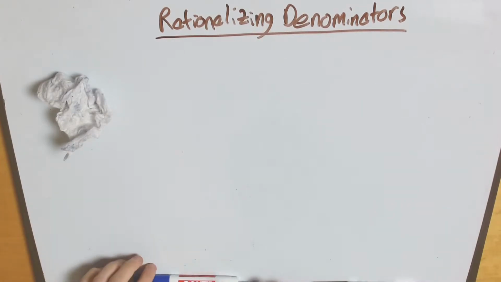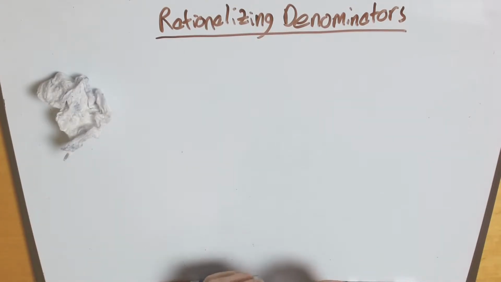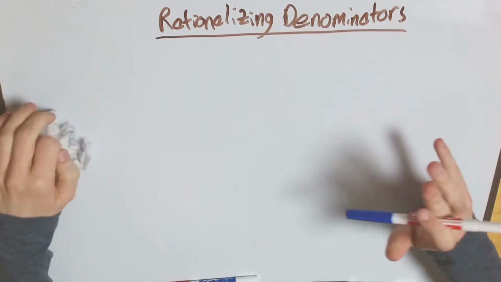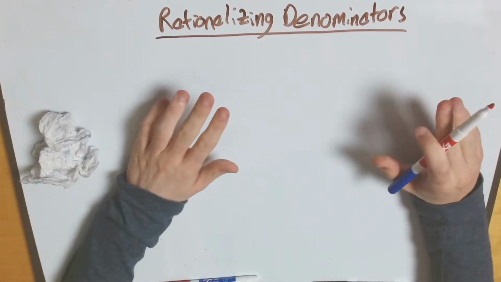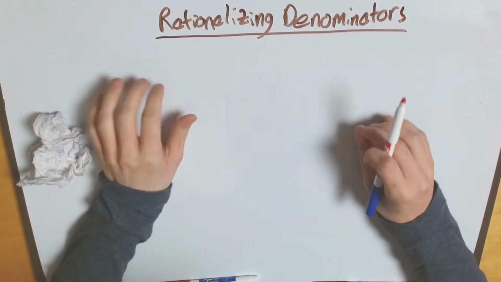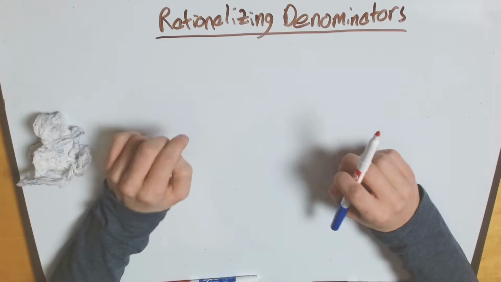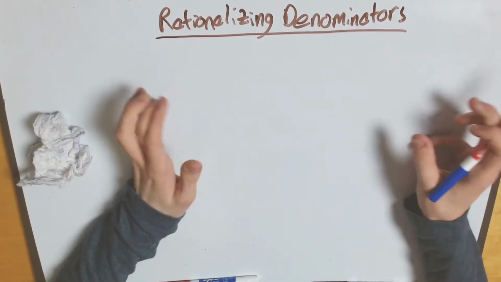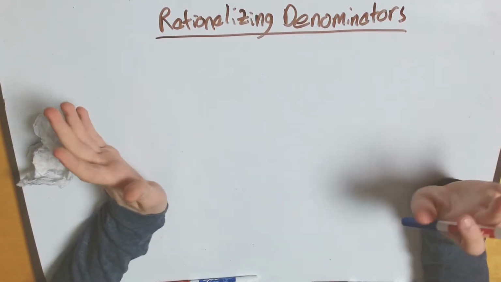Hey, so we're just going to do a quick video about rationalizing denominators today. It's a topic that comes up a ton anytime you're dealing with square roots, mostly because in order for a number or a value or a fraction to be perfectly simplified, its denominator has to be rational. That means that it can't have any square roots going on, right?